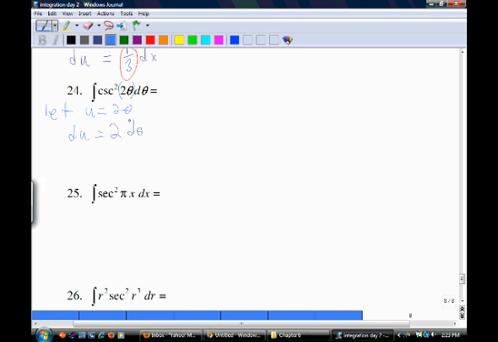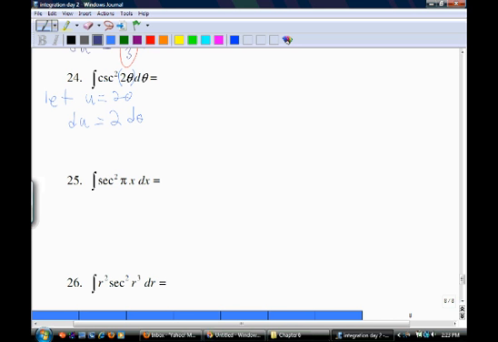So we can see that my coefficient is going to be 1 over 2, right? If I solve for d theta, I would get du over 2. That's like 1 du over 2. So I get 1/2 times the integral of cosecant squared u du, and the integral of cosecant squared is negative cot u. So I get 1/2 times negative cot, u is 2 theta, so I substitute that back in, plus c.